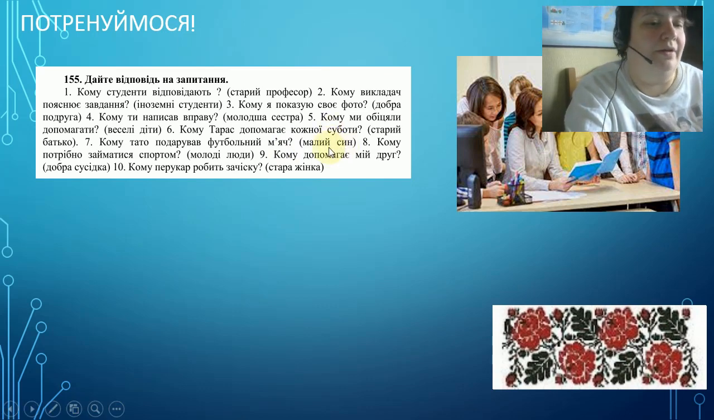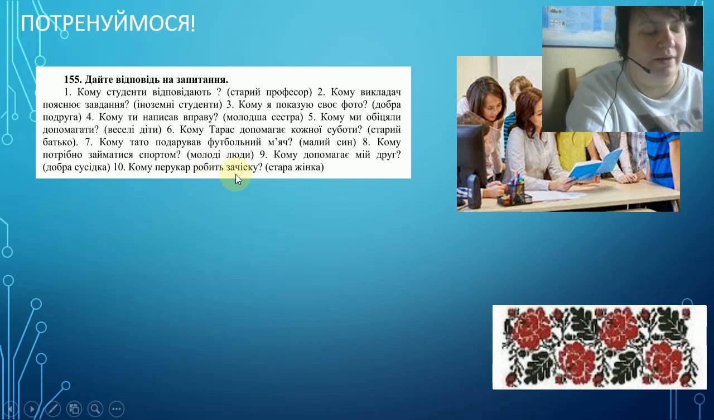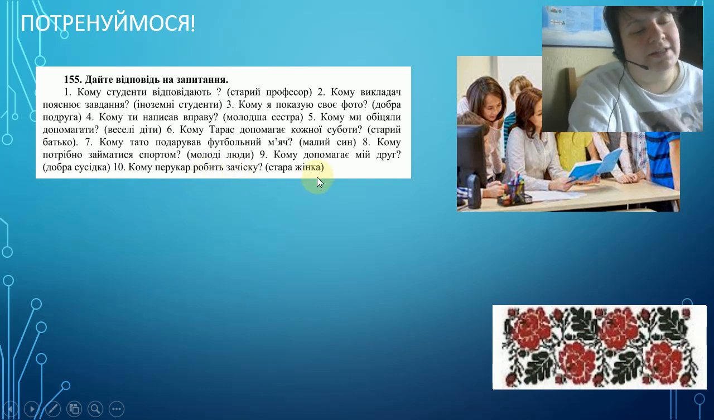Малий син. Little son. Кому потрібно займатися спортом? To whom is it necessary to go in for sports? Молоді люди, young people. Кому допомагає мій друг? To whom does my friend help? Добра сусідка, nice neighbor. Кому перукар робить зачіску? To whom is the hairdresser making a haircut? Стара жінка, old woman.